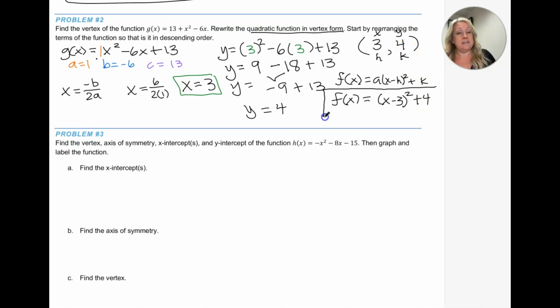So now I have it in vertex form. So we went from general form to vertex form just by finding that vertex.